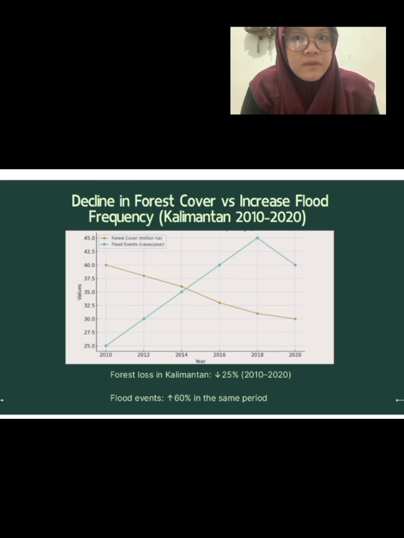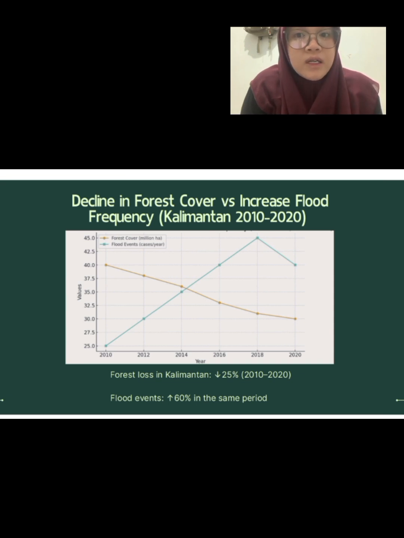Thank you, Santi. As we can see in this graph, forest cover in Indonesia, especially in Kalimantan, decreased by about 25% between 2010 and 2020. At the same time, the number of flood events increased by around 16% in the same period. This opposite trend clearly shows that as forests disappear, floods become more frequent.